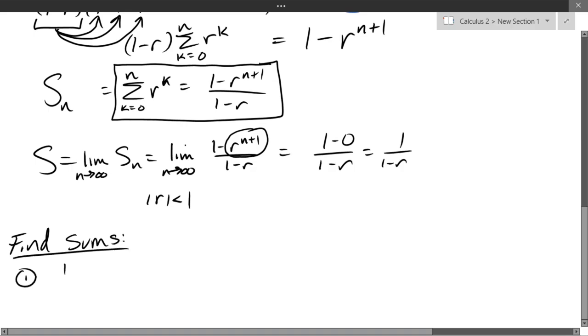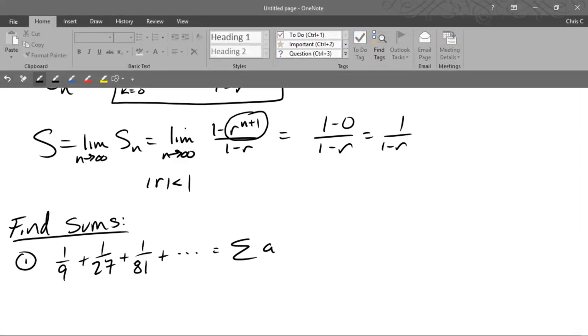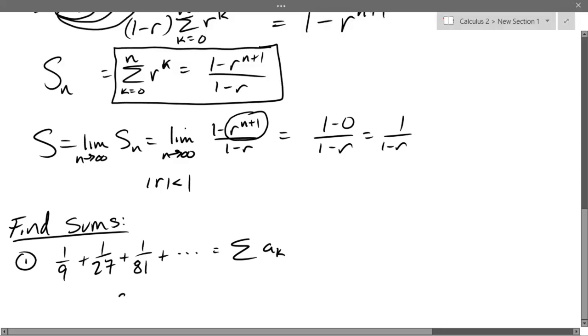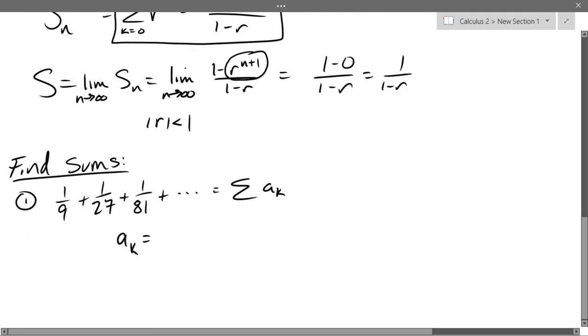First one, so the first task we have is to get a formula for the nth term. Good news is I think we did this one already. So I can write it as a summation of a_k. What pattern is happening? Multiply by a third. Yeah, multiply by a third.